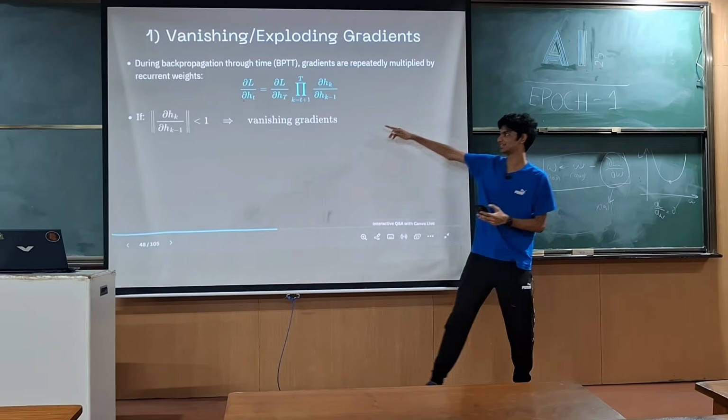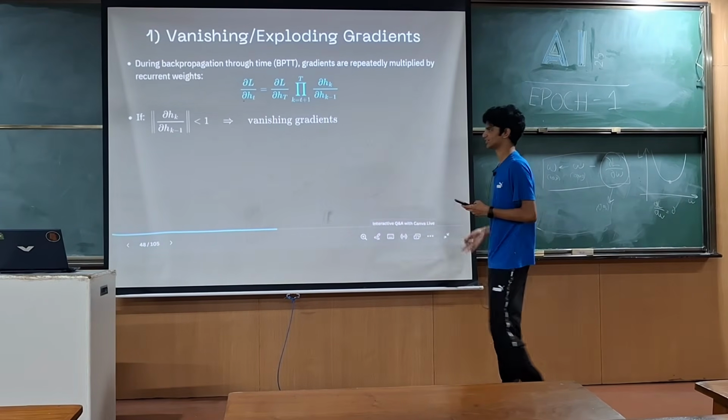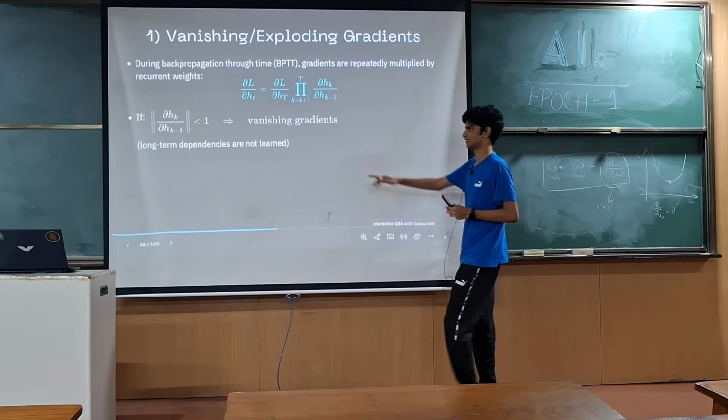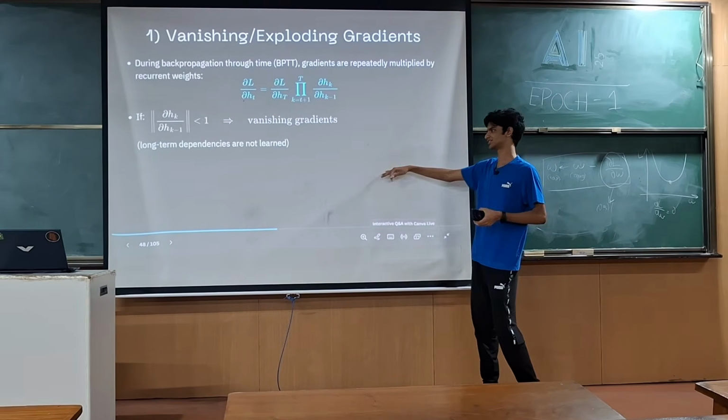So if the norm of this is less than 1, then it's called vanishing gradients because it becomes 0. What happens here is long-term dependencies are not there. What that means is it's not able to learn from the previous words.